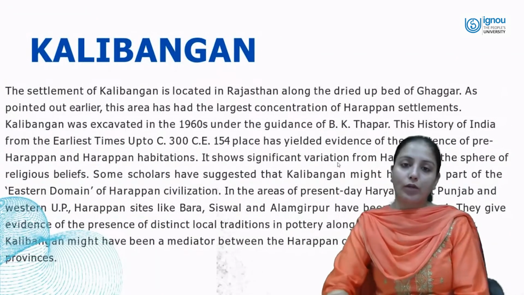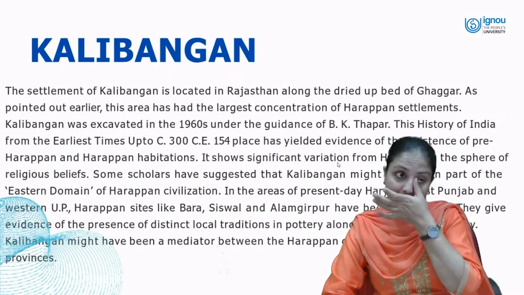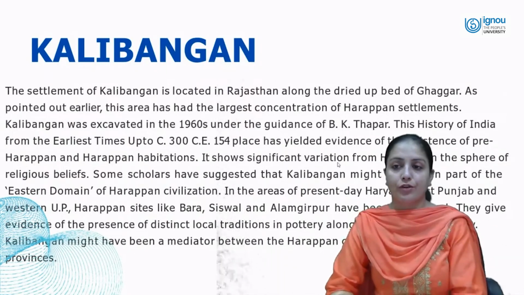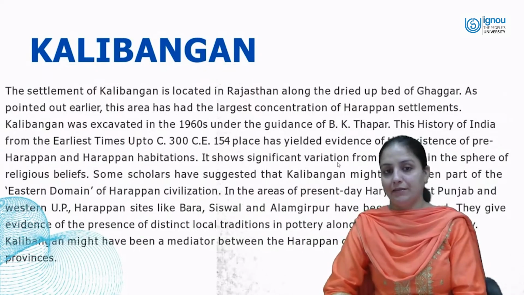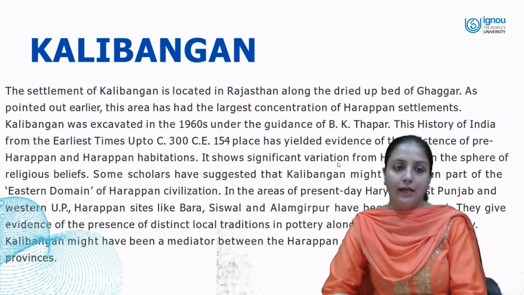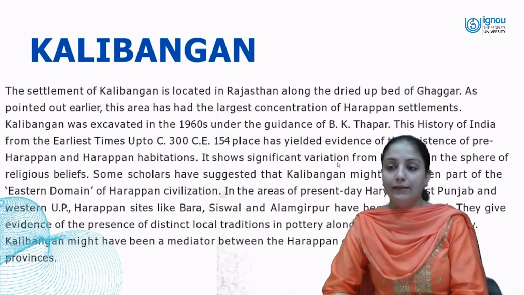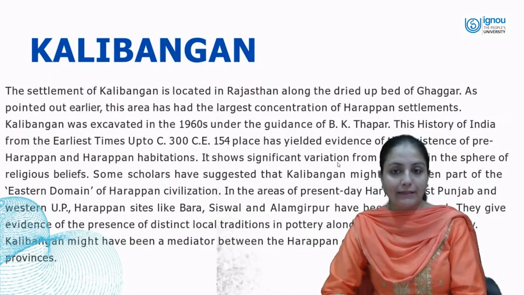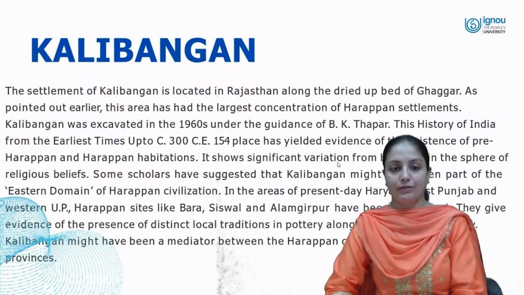Settlement of Kalibangan is located in Rajasthan along the dried up Ghaggar. As pointed out earlier, this area has had the largest concentration of Harappan settlements. Kalibangan was excavated in the 1960s, not in the 20s, not in the 30s. It was excavated in the 60s under the guidance of B.K. Thapar. This place has yielded evidence of existence of pre-Harappan and Harappan habitations.